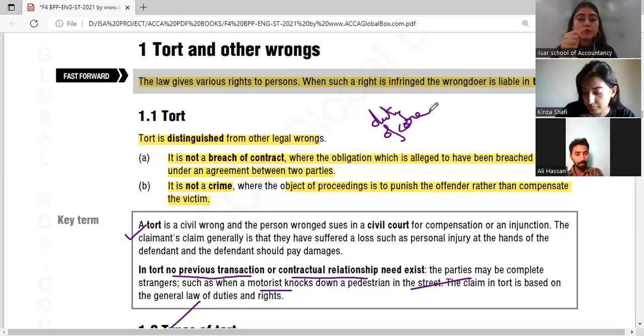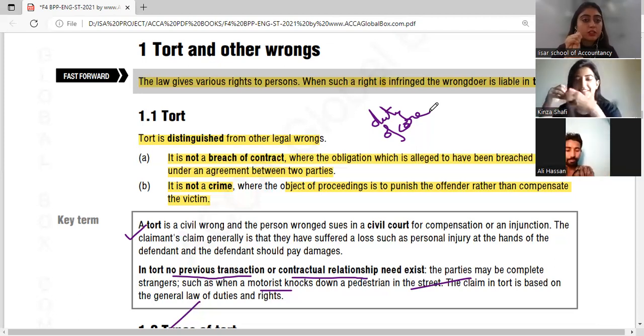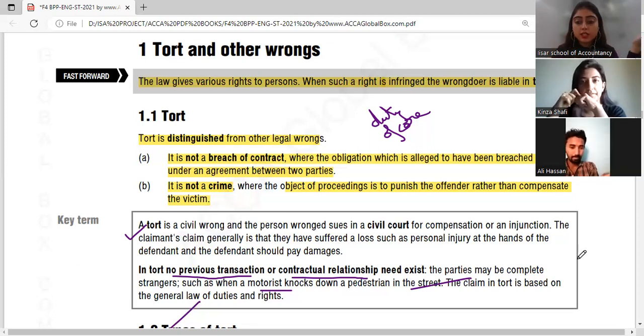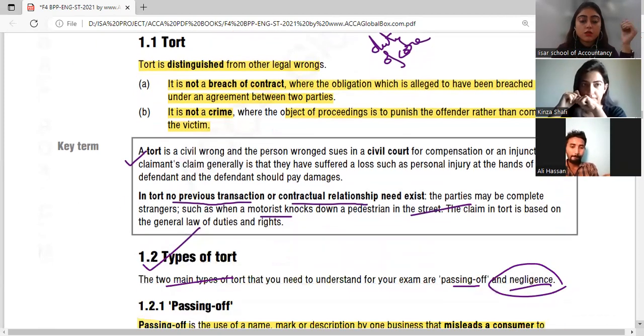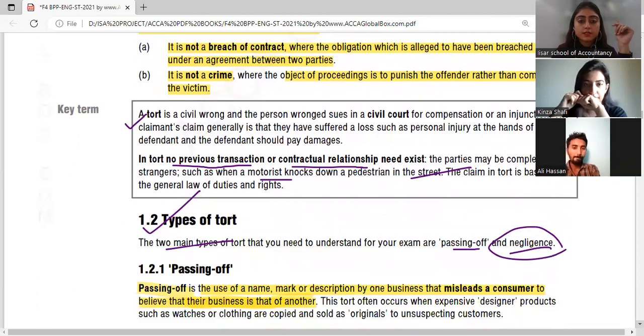Secondly, it's not a crime. That means even if the barber cuts your neck, it does not mean that he becomes a murderer, because that was not the intention. It was just professional negligence. Or maybe he was in a rush. Okay, so that's the case.